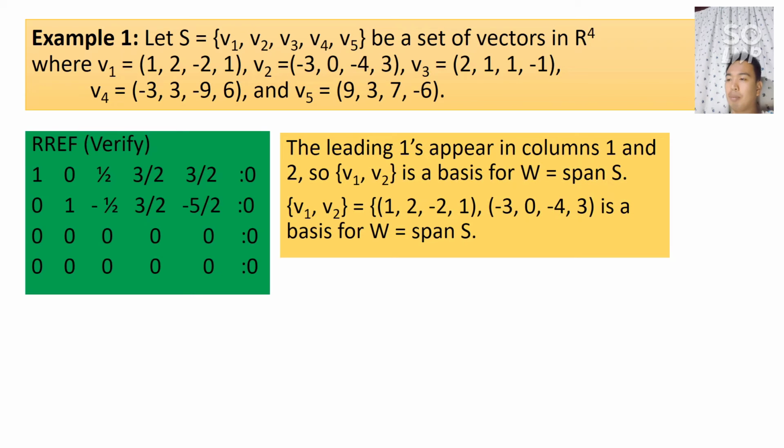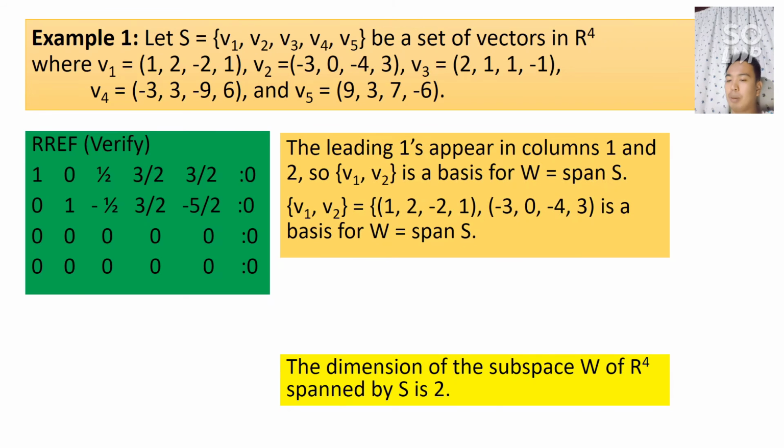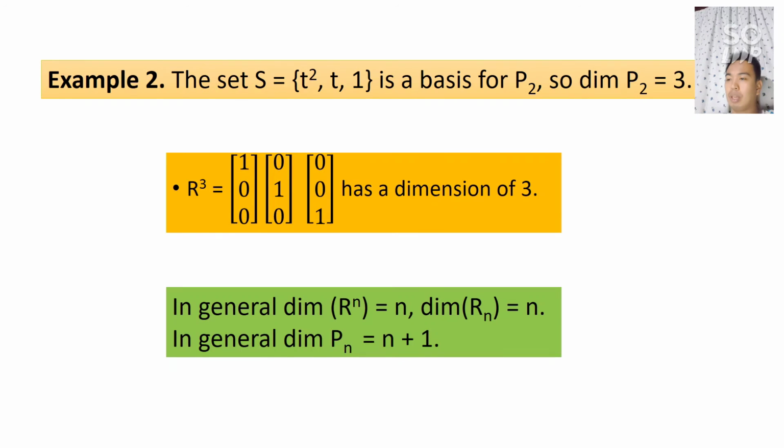This is the example number 1 given a while back. The dimension of the subspace W of R4 spanned by S is 2 because there are only 2 vectors in the set forming its basis. Let's have example number 2. The set S, t squared, t, 1 is a basis for P sub 2. So the dimension of P sub 2 is equal to 3.